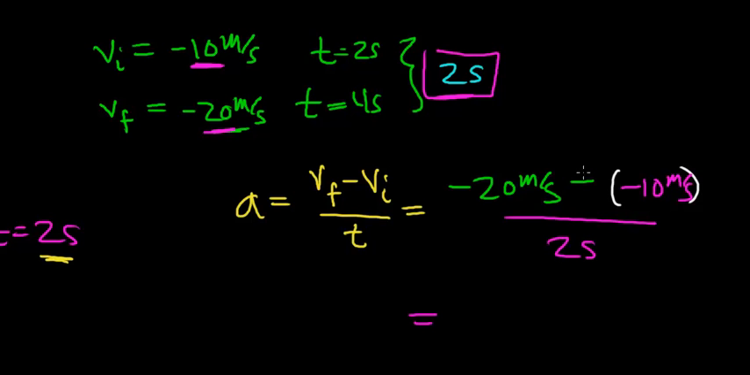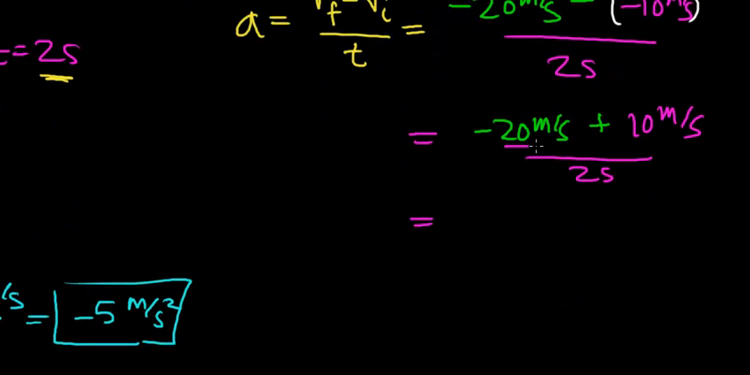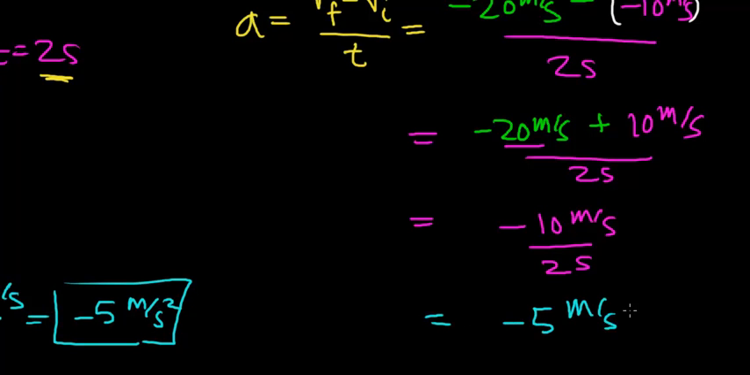A negative times a negative is a positive number, so this will work out to be negative 20 meters per second plus 10 meters per second divided by the time it takes to change that velocity, which is 2 seconds. Now, negative 20 plus 10 is negative 10 meters per second divided by 2 seconds. And negative 10 divided by 2 is negative 5 meters per second, or meters per second squared.